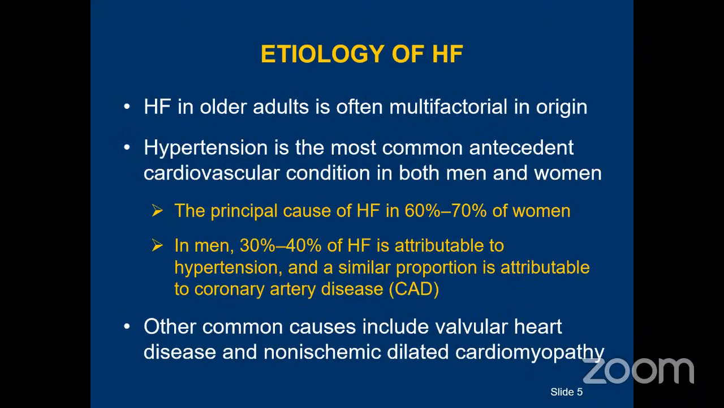Coming to the etiology, heart failure in older adults is often multifactorial in origin. Hypertension is the most common antecedent cardiovascular condition in both men and women. Hypertension is the principal cause of heart failure in 60 to 70% of women. In men, 30 to 40% of heart failure is attributable to hypertension, and a similar proportion is attributable to coronary artery disease. Other common causes could include valvular heart disease, non-ischemic dilated cardiomyopathy, hypertrophic cardiomyopathy, restrictive cardiomyopathy, and even pericardial disease.